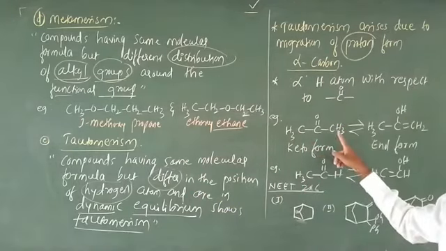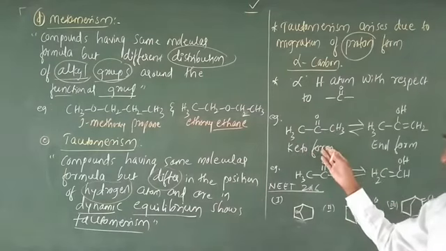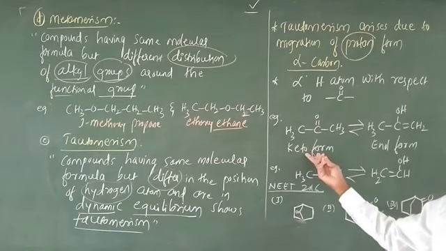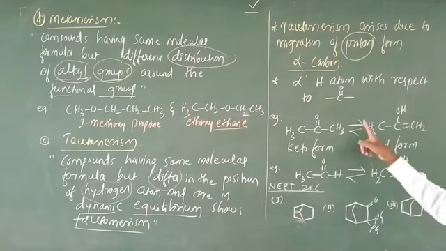CH3 C double bond O CH3 is there. What is the name of this one? Keto form. Propanone is the IUPAC nomenclature, the common name is acetone, don't worry, but which form is it? Keto. Ketone group is there, so keto form. Next see here, this equilibrium is there, what is this called?